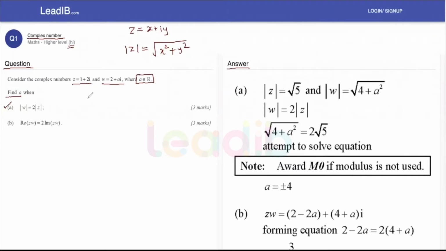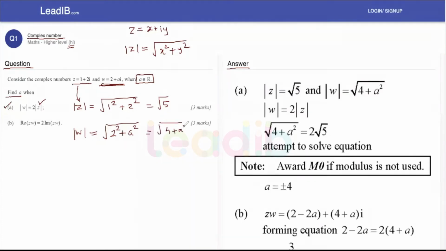Now, given that, we can easily find mod of Z. For mod of Z, you write the square root of 1 squared plus the imaginary part, 2 squared. That is the square root of 1 plus 4, that is square root 5. So we already have the value of mod Z. Similarly, let's find the value of mod of W. W is given over here. Same procedure again: the real part squared, 2 squared, and the imaginary part is A, so it's A squared. So you have the square root of 4 plus A squared.